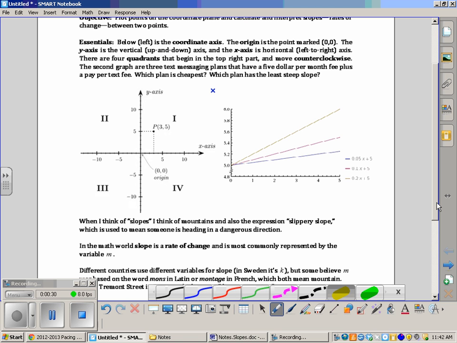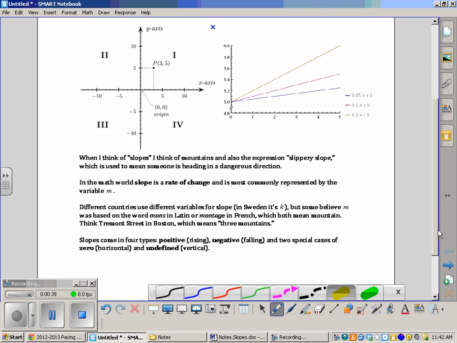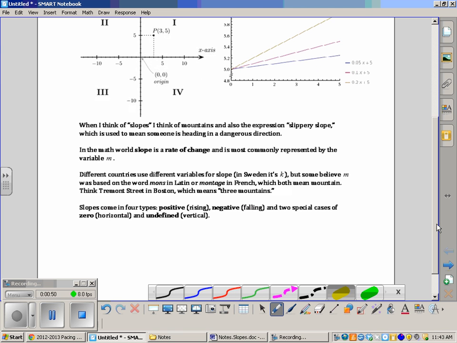When I think of slopes, I think of mountains, and there's also the expression a slippery slope. But m is usually how we denote slope in, for example, the y equals mx plus b equation. One thing that is important to point out before we get started is that there are really four different kinds of slopes.